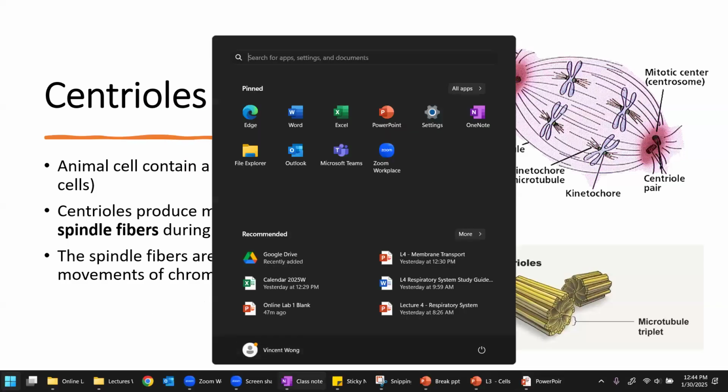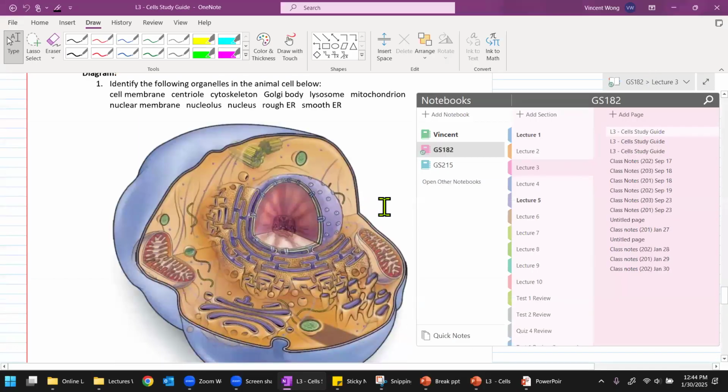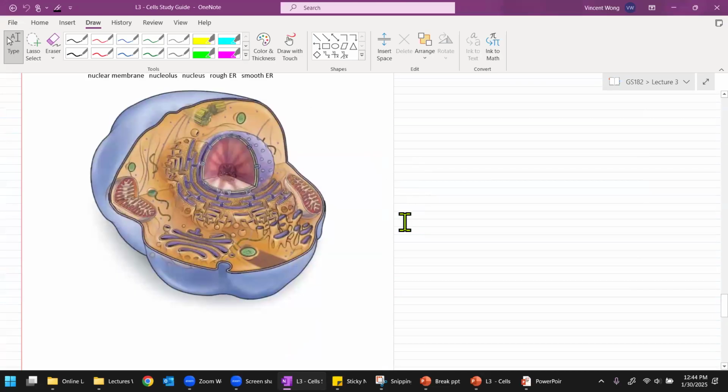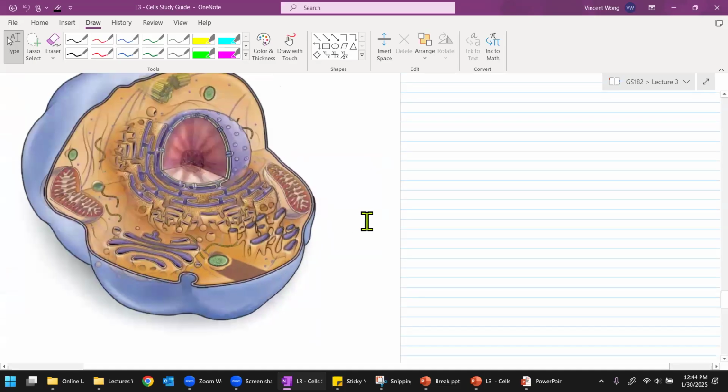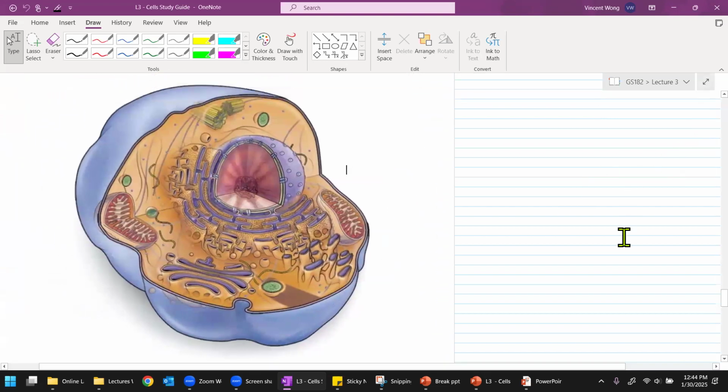Can you find the centrioles? Where is it? Give me a rough direction: top, bottom, left, right, center. Where are the centrioles? You could, or you could look for it.